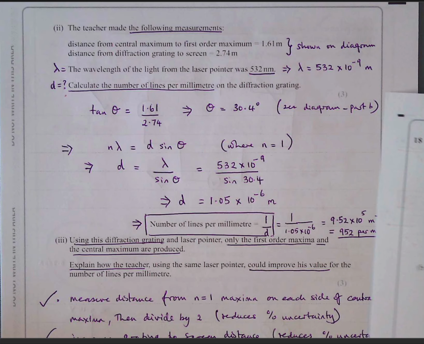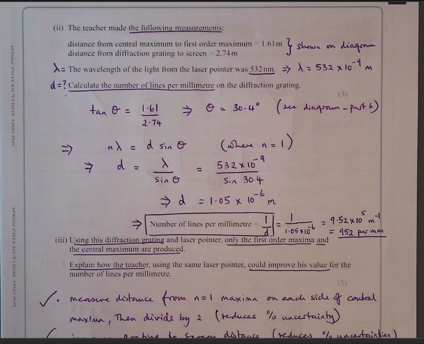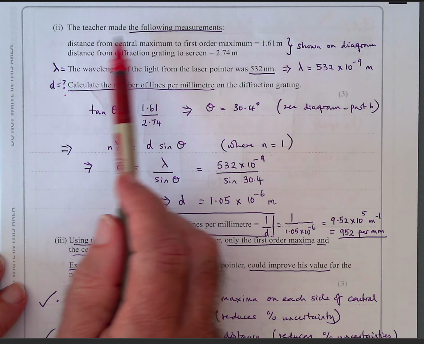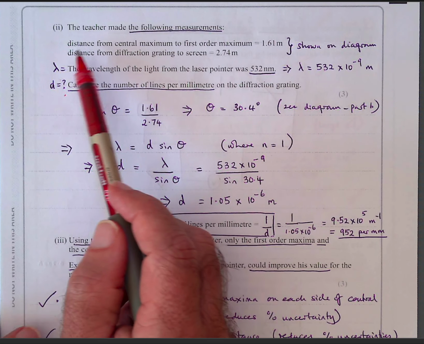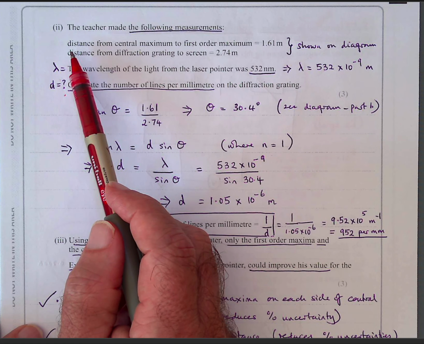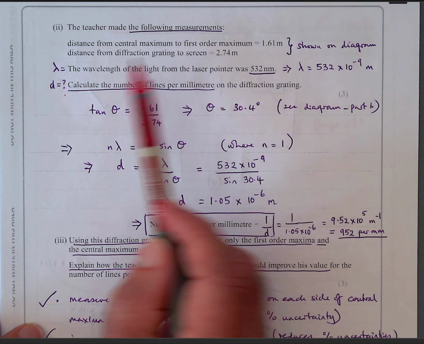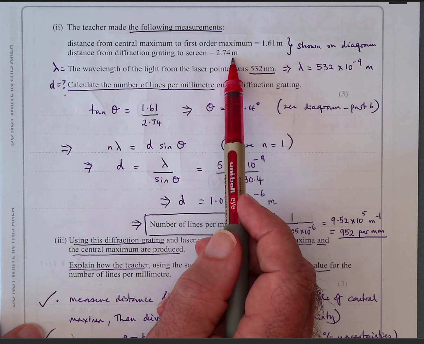Okay, so that's the first part of question 18. The second part: the teacher made the following measurements. There are the values I've drawn on this diagram. The distance from the central maximum was 1.61 meters. The distance to the screen was 2.74 meters.